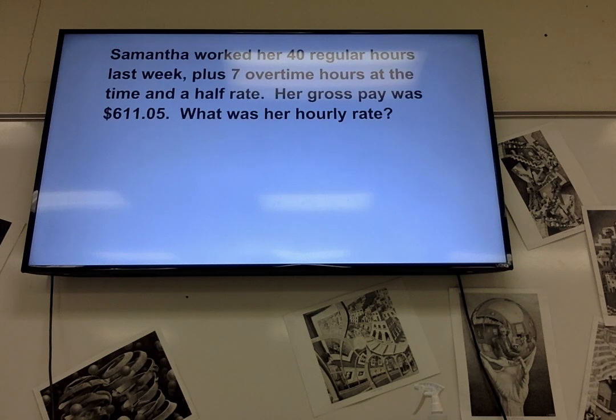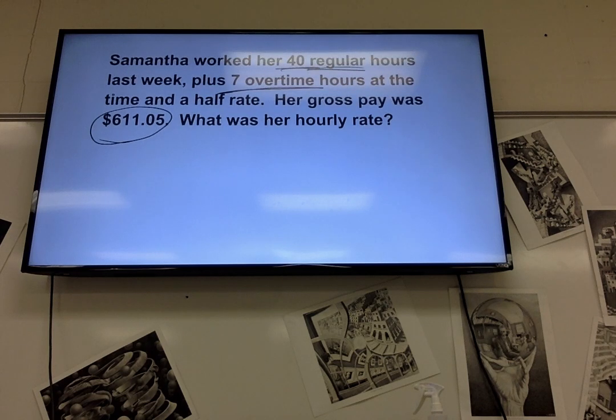Example 6. Samantha worked her 40 regular hours last week, plus 7 overtime hours at the time and a half rate. Her gross pay was $611.05. What was her hourly rate? Oh man, that's a problem. All right. So write down those things: the 40 regular hours, the 7 overtime hours, and then her gross pay was $611.05. And then I'll walk you through how to solve this problem.